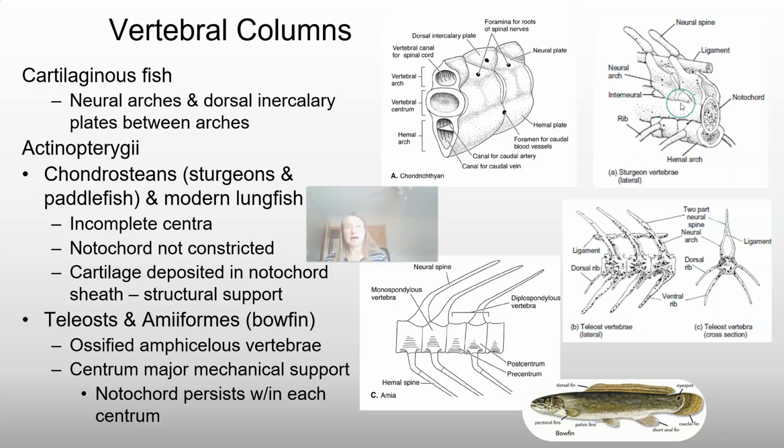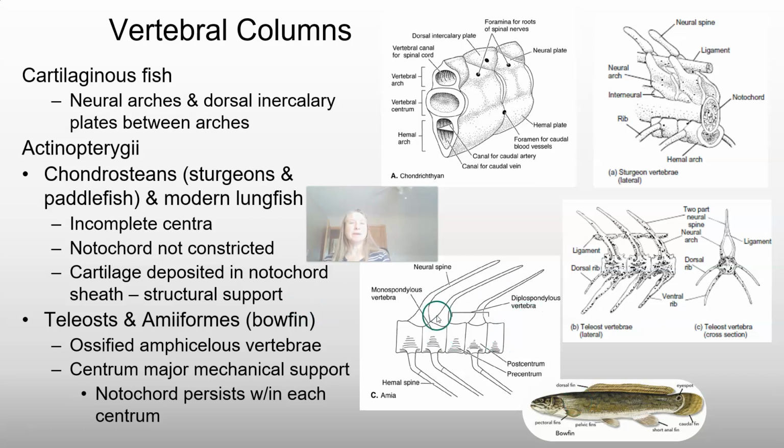The notochord is not completely constricted, because it's not completely surrounded by bone. Cartilage is deposited into the notochord sheath, though, that helps with increased structural support. Then when we get into teleosts, here we have teleost vertebrae, and here we have Amia, or the bowfin. Amia is the bowfin, so I put a picture in here because they're really cool looking.